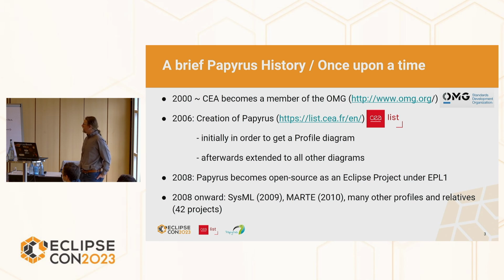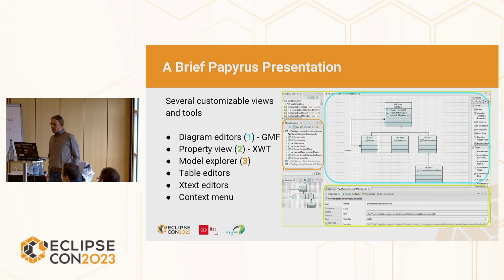In 2008, Papyrus became an open source project under the Eclipse license. Since 2008, we developed many profiles like SysML, Marte, and some others, and many relatives. At CEA, we count 42 projects near our own Papyrus. So, a very brief Papyrus presentation.